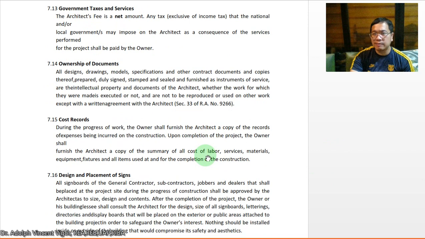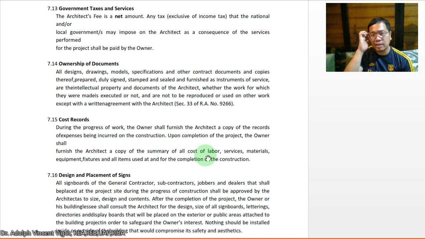And you have the ownership of the documents. So all designs, drawings, models, specifications, and other contract documents and copies thereof prepared, duly signed, stamped, and sealed and furnished as instruments of service are the intellectual property and documents of the architect, whether the work for which they were executed or not, and are not to be reproduced or used on any other work except with the written agreement with the architect.